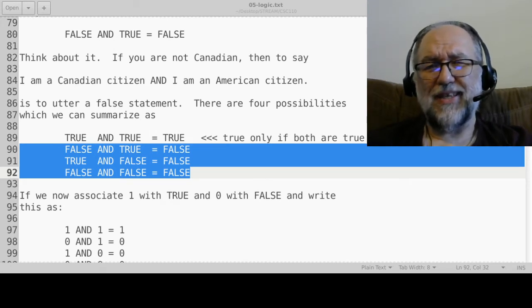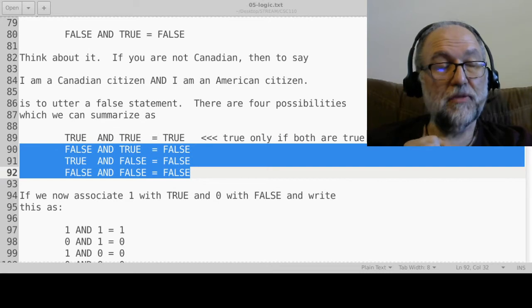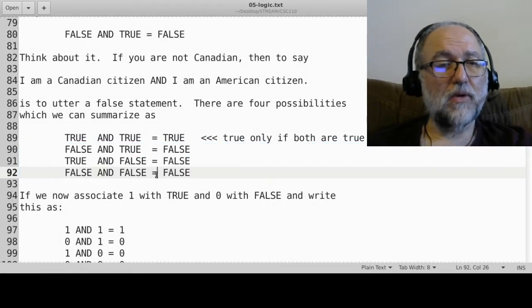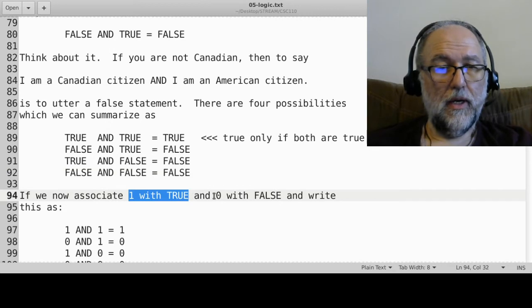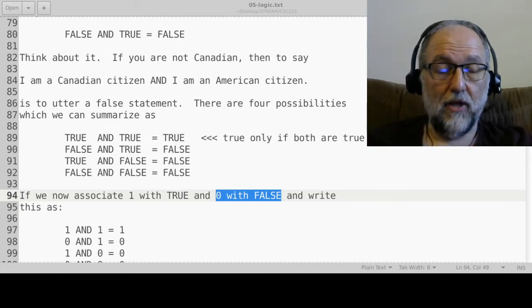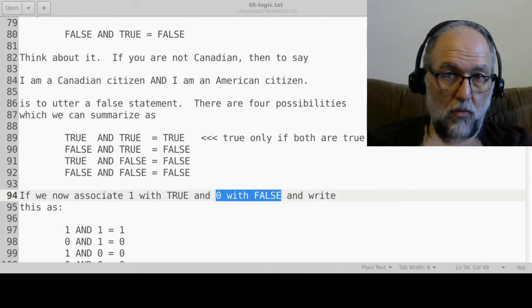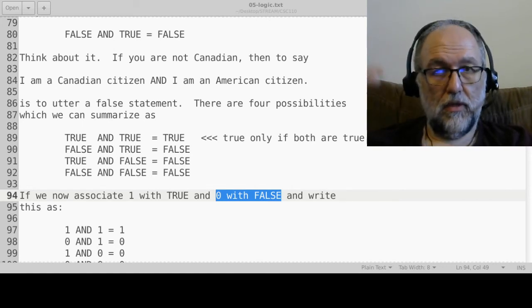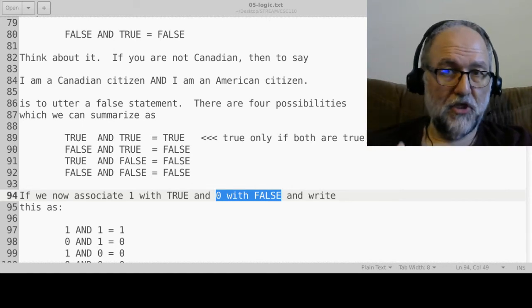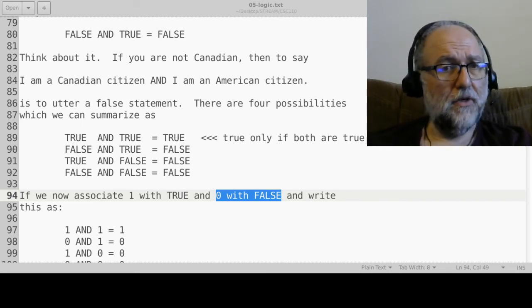Now, at this point, this is just like language. Basically I just told you how and works, and you say, I knew this already. I know. But now we're going to make the connection to binary numbers. So I can now associate the number 1 with true and the number 0 with false. And this is the genius of George Boole, because he's the person who came up with Boolean algebra, and he made the association with true and false, 1 and 0, and that's where you get all the connection between binary logic and binary arithmetic that we're going to do as I continue in this lecture.